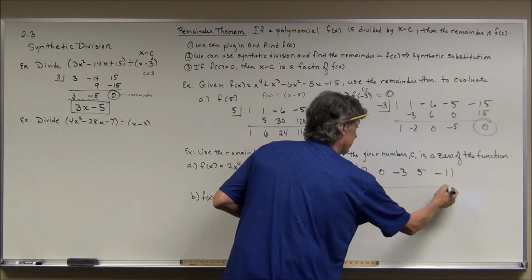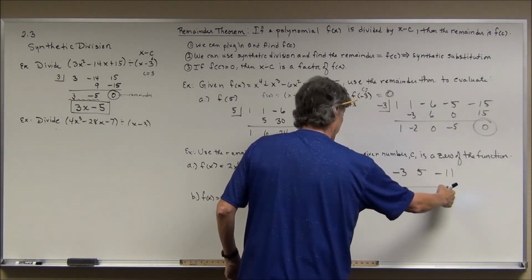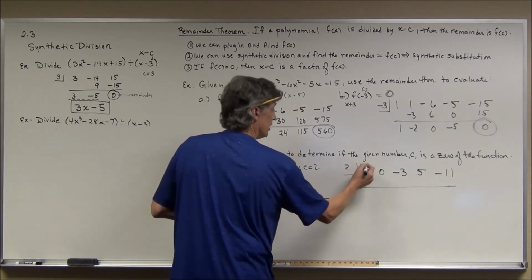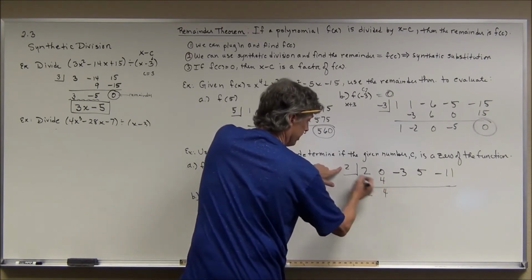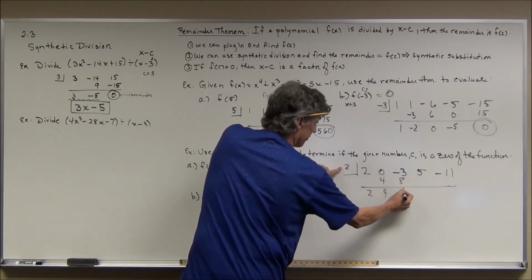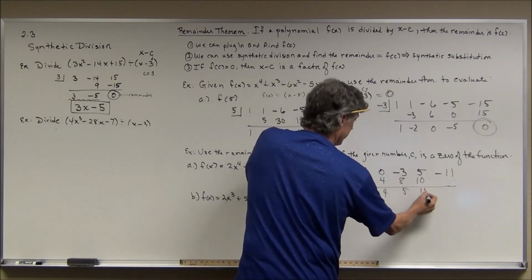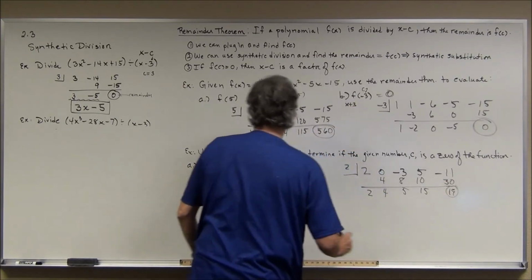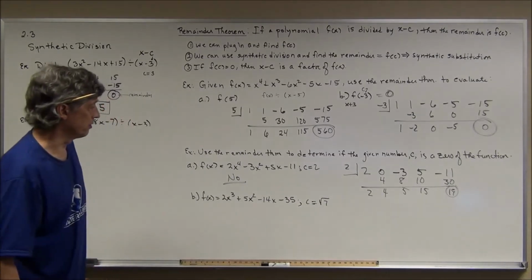And I'm interested in right here. If this is a 0, my answer is yes. If this is anything other than 0, my answer is no. So let's plug in 2. So the 2 comes down, straight down. 4, then we add, then we multiply, then we add, then we multiply, then we add, then we multiply, then we add. Nope. As you can see, it doesn't equal 0.